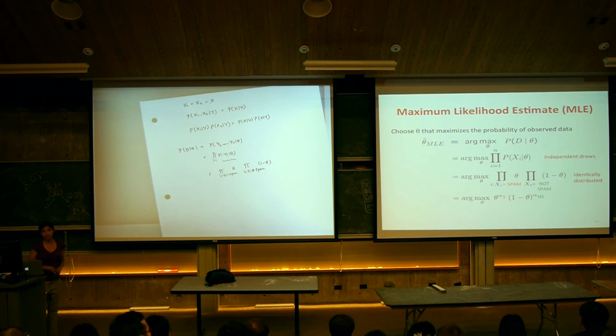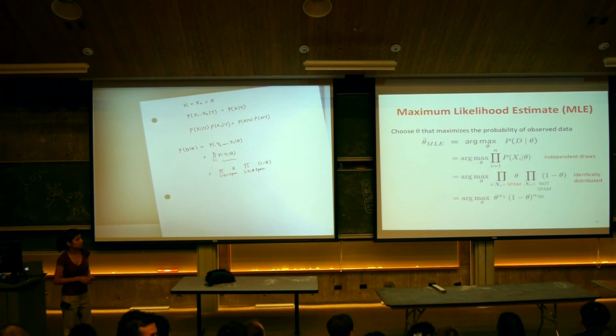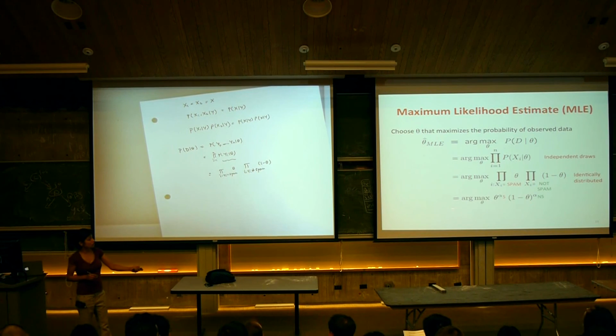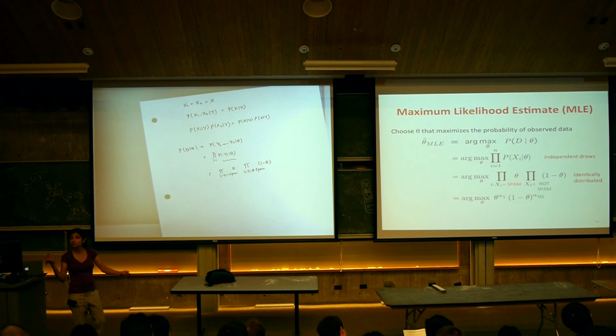So how do you maximize a function? There's a question before that. Yes, the alpha's there are the counts. So alpha sub S is the count of spam emails, and alpha sub NS is the count of not spam emails. Maybe I could have used something simpler, but that's just the number of spam emails and number of not spam emails. So we have to maximize this expression over theta, and how do we do that?